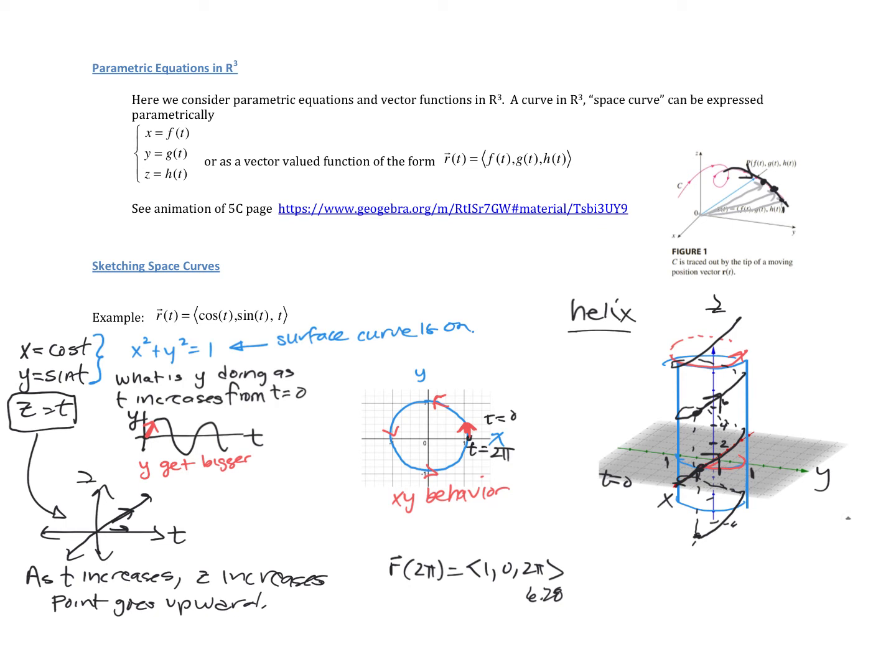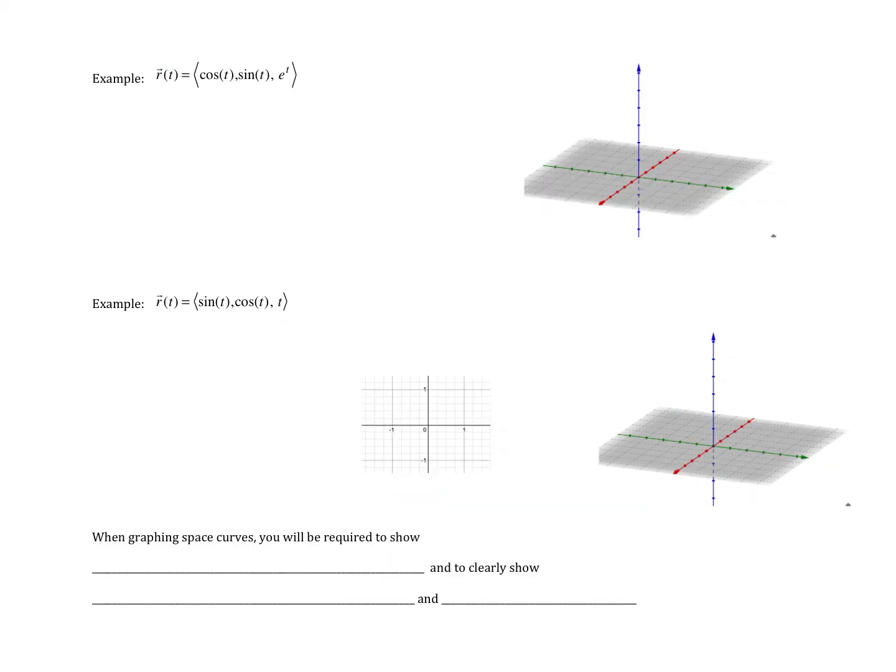All right, so what do we do? We take a pair, we eliminate the parameter, that gives us a surface the curve is on. We draw that surface to give us a little bit of depth perception here. We figure out how those two variables relate to each other. Then we bring in the behavior of the third variable.